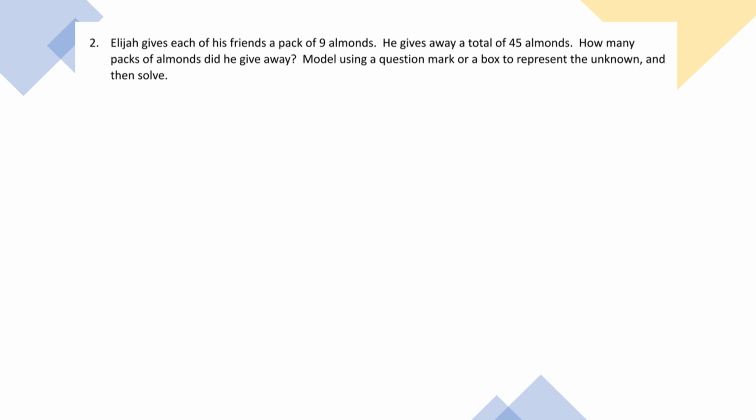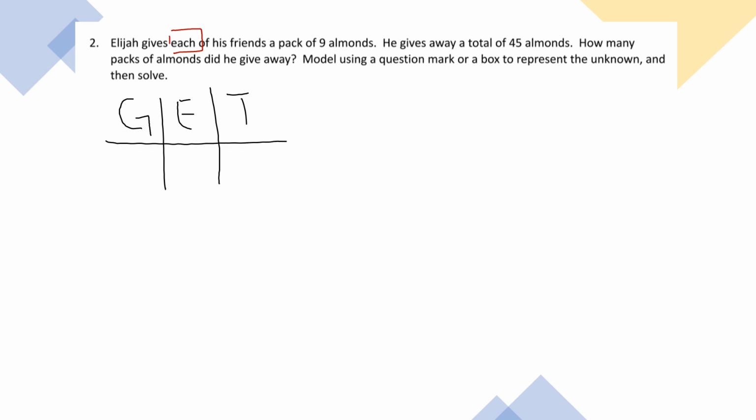Number 2 says, Elijah gives each of his friends a pack of 9 almonds. Every time I see the word each, get chart. Automatically, I need to get chart. So I'm just going to write that here. And then I'm going to start reading again from the beginning.